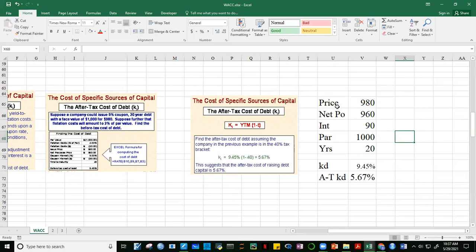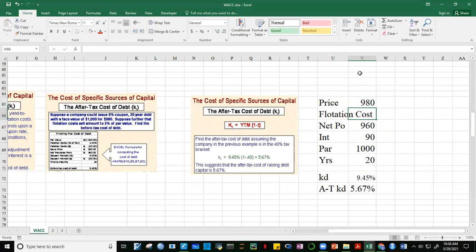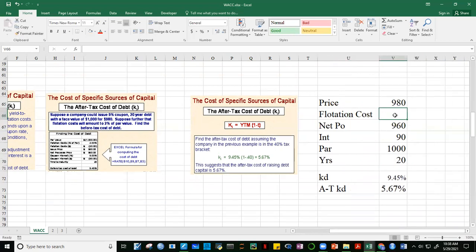Okay. Yung price 980 pero sabi natin may flotation cost siya na 2%. Okay, so sulat nga natin dito for clarity. Flotation cost. Flotation cost is 2%. Okay, so this is how we solve the problem.